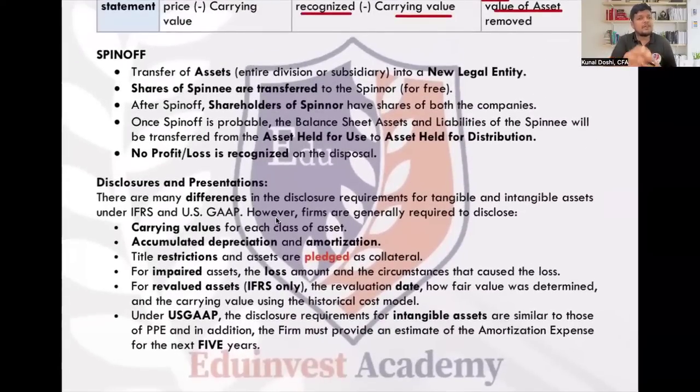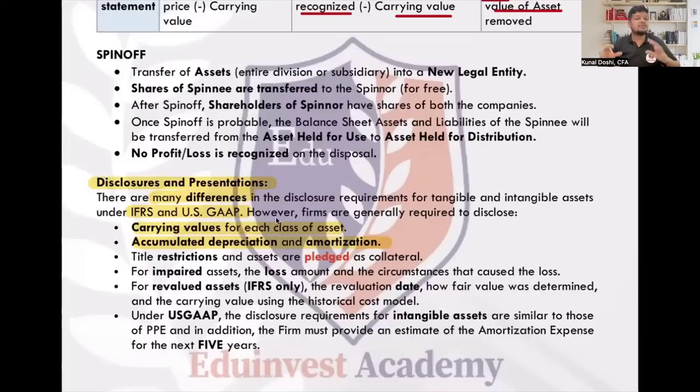Now they added a couple more things here, which I will discuss, especially spin-off. But before spin-off, let me tell you about disclosures and presentation because that is related to what we studied. Disclosures and presentations are put up in the footnotes. There are many differences for the assets under IFRS as well as US GAAP. Here I have highlighted some of them which are very important and common for both. What are the common ones? You need to know the carrying value of all the assets. For each asset class, you need to know the carrying value. Accumulated depreciation or amortization information is needed, like inventory pledged as collateral for borrowing.